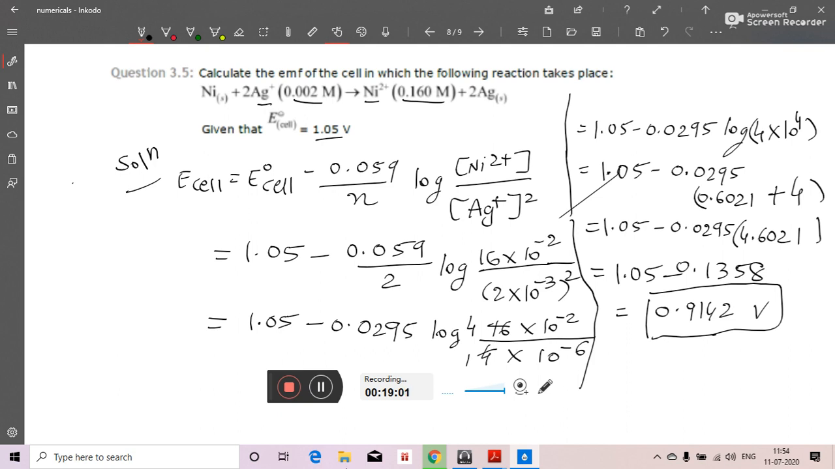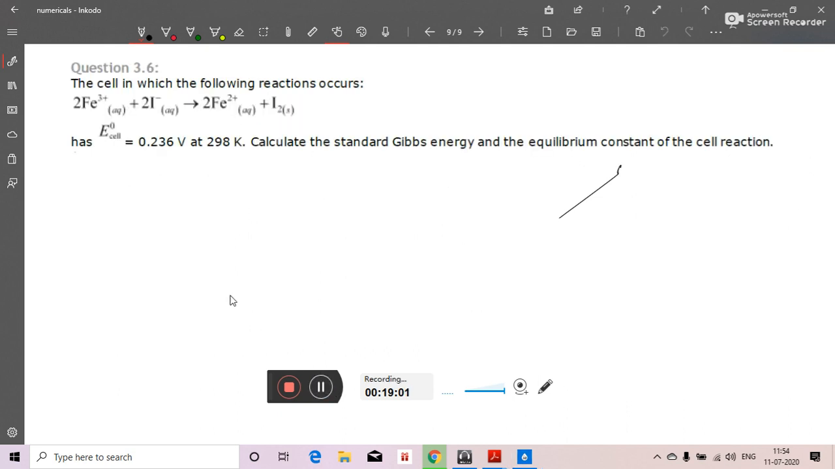In question number 3.6 of in text, we are having the cell in which the following reactions occur: 2Fe3 plus 2I minus gives 2Fe2 plus I2, has E naught cell of 0.236 volt at 298 Kelvin. Calculate the standard Gibbs energy and equilibrium constant of the cell reaction.